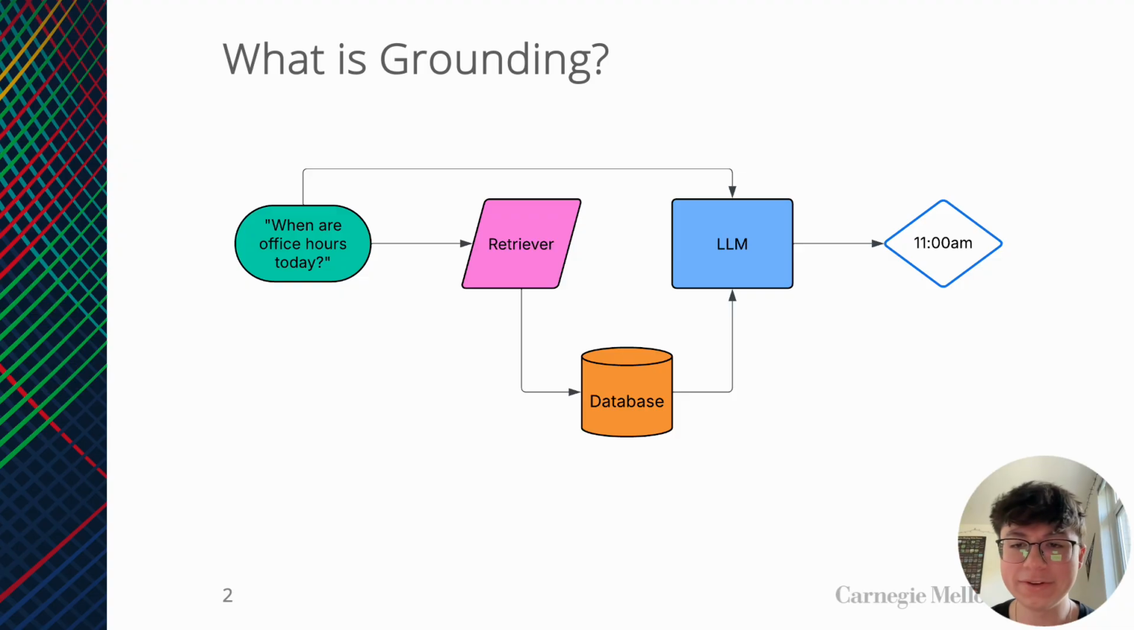There are multiple ways of doing this. I have one example on the slide right now. So if we, for example, had an AI copilot for Canvas, we might want to ask, when are my office hours today for a specific class? What grounding can do is go into a retriever and based off that query, retrieve the relevant documents needed that tells the LLM when are the office hours today. And based off that, the LLM can provide a more effective and accurate answer.